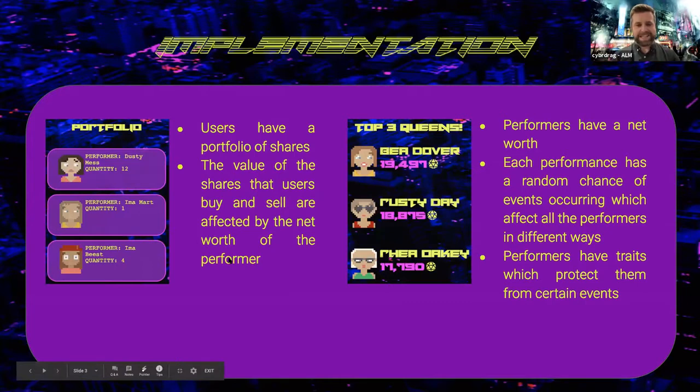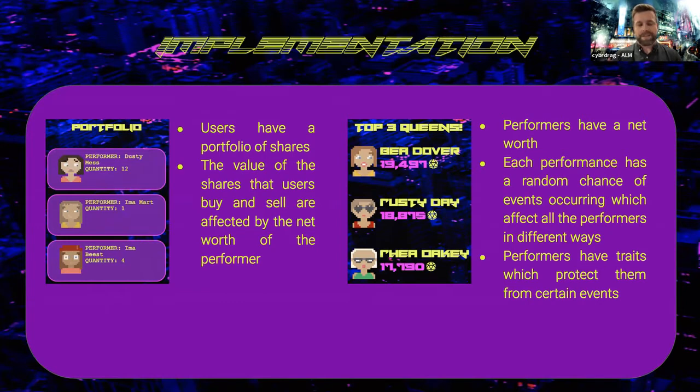Thank you, Mike. The interesting thing about our web app is the amount of things going on in the background, which may not look like much from the front end, but it's an interactive world, as Rafa said, where everything is evolving. All of the users have their own portfolio of shares, which are tied to the net worth of the individual randomly generated performers. You can buy and sell different shares, and the price that you buy and sell at is affected by that performer's net worth.